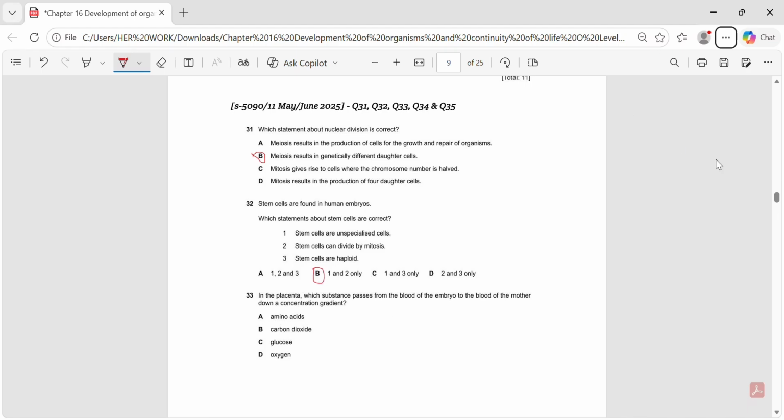Next, in the placenta, which substance passes from the blood of the embryo to the blood of the mother down a concentration gradient? This means that carbon dioxide diffuses from the embryo's blood into the mother's blood because it is at a higher concentration in the embryo. The correct answer is B, carbon dioxide.